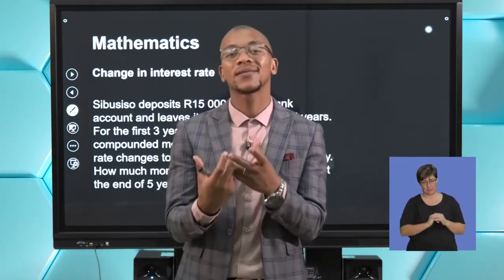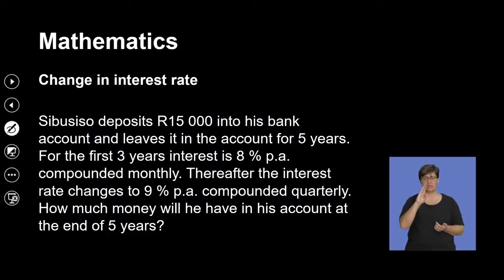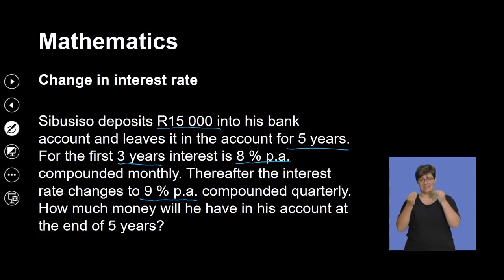Now, with this question, we have a guy, Sibusiso, right? Sibusiso then deposits 15,000 into his bank account and leaves it in the account for 5 years, right? So Sibusiso deposits that and leaves it for 5 years. But for the first 3 years, the interest is actually given to him as 8% per annum, compounded monthly, right? That's for the first 3 years. So from T0 to T3, that's what Sibusiso is getting. But thereafter, meaning for the remainder of the investment, now Sibusiso will then get 9% per annum compounded quarterly, so 1% more, but at a different compounding period. How much money will then Sibusiso have in his account at the end of 5 years?